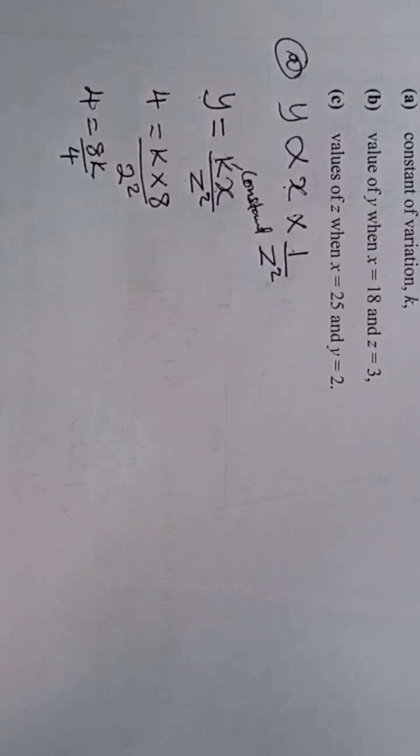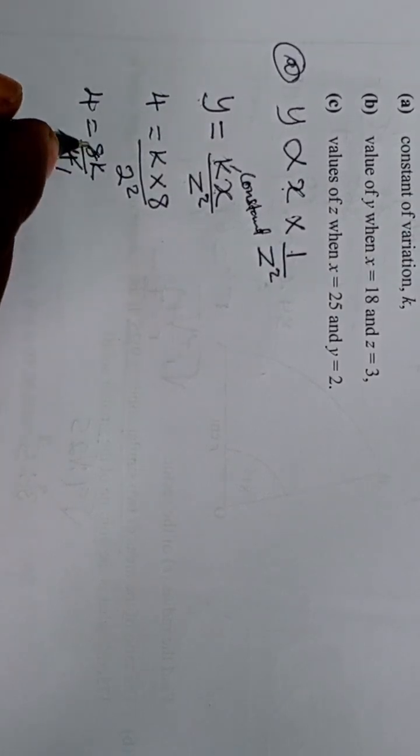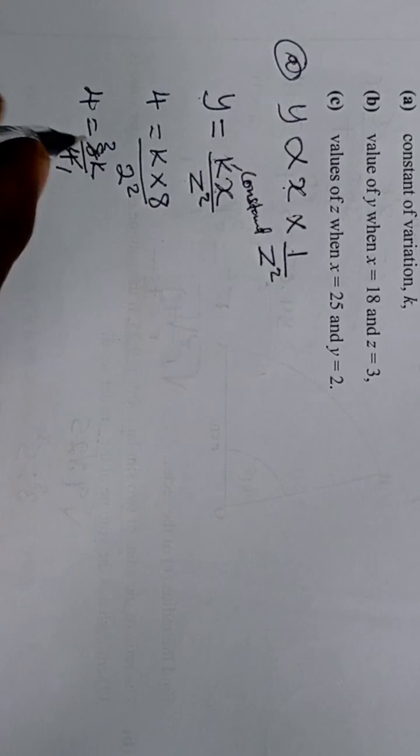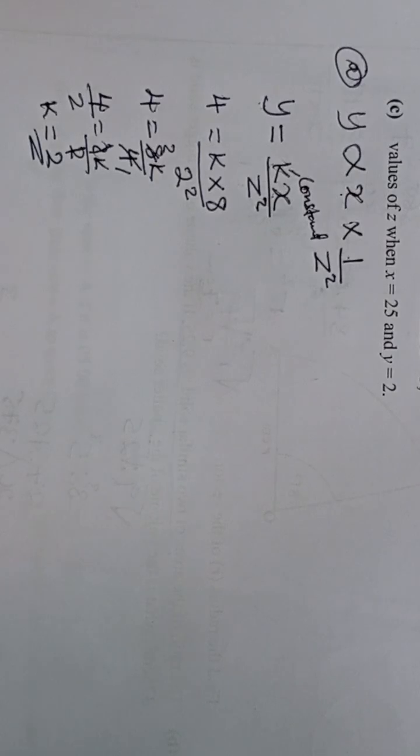So 4 into 4, it's 1. 4 into 8, it is 2. So there it is, 4 equals 2k. So divide both sides by 2, 2 and 2 go. So k is equal to 2. So that is the value for k.